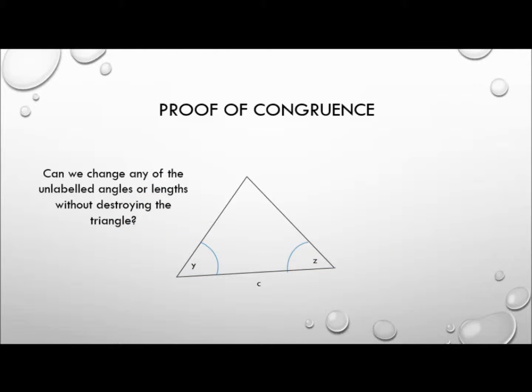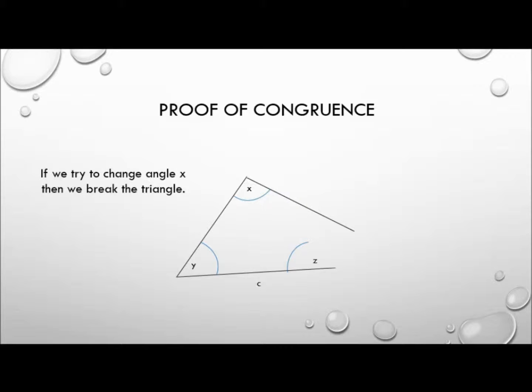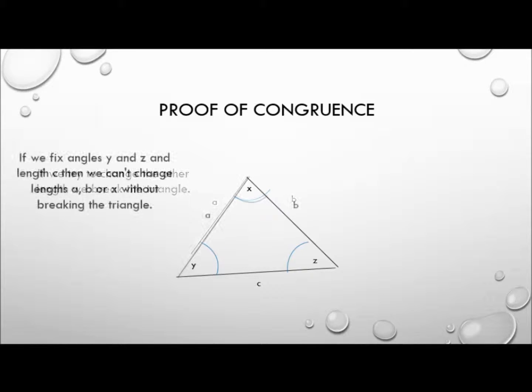Now, can we change any of the unlabelled angles or lengths without destroying the triangle? If we try to change angle X, then we break the triangle. If we try to change one of the lengths, then we break the triangle. If we try to change the other length, then we break the triangle. If we fix angles Y and Z and length C, then we can't change lengths A, B or X without breaking the triangle.